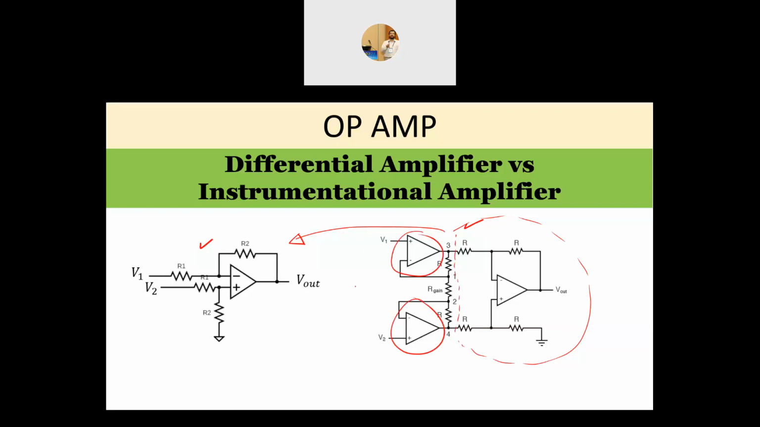So let's try to understand what are the uses of the differential amplifier, why we use it, and what are the disadvantages of it, and why we need to go from differential amplifier to instrumentation amplifier. And this is in the context of instrumentation and measurement.